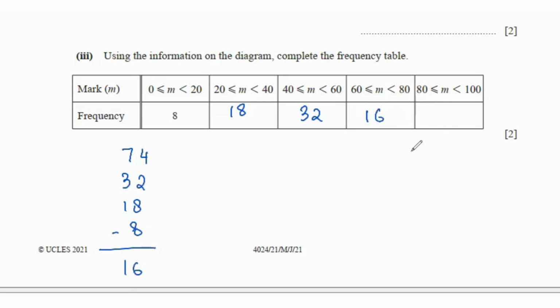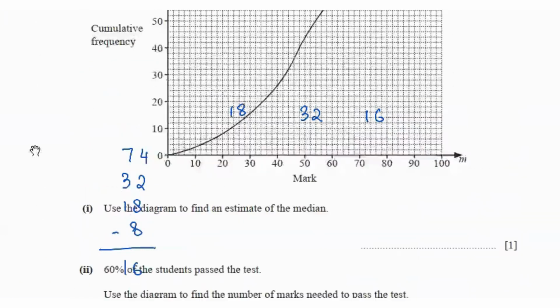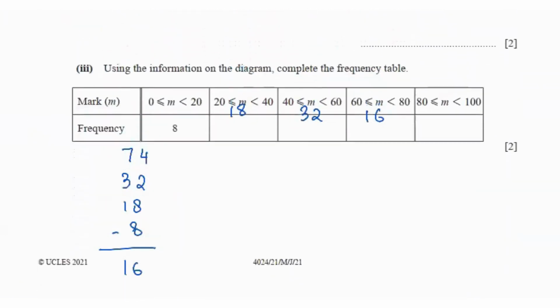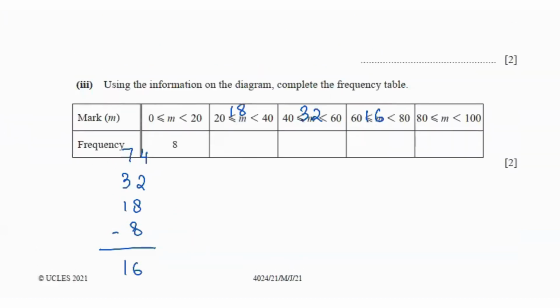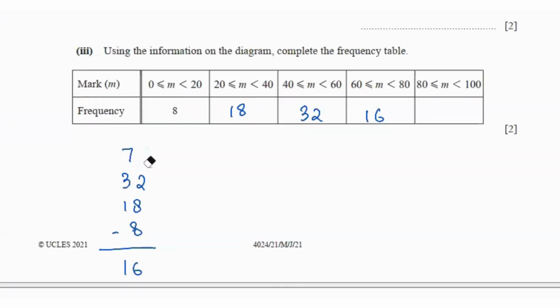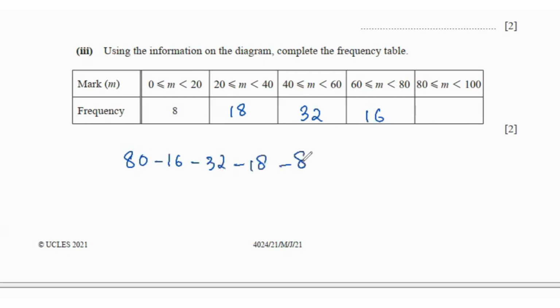And lastly, at 100, that's 80. So from 80, we'll subtract all of these. So we're going to do 80 minus 16 minus 32 minus 18 minus 8. That is going to equal 6. So these are your frequencies for the given ranges.